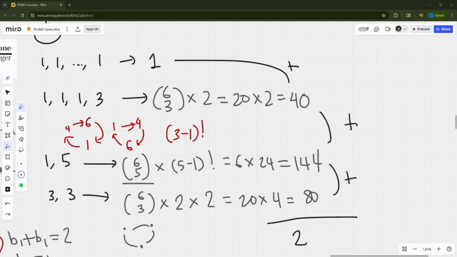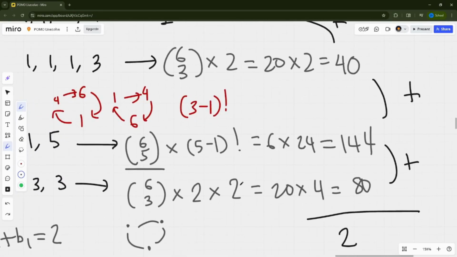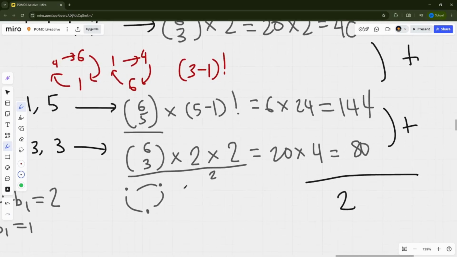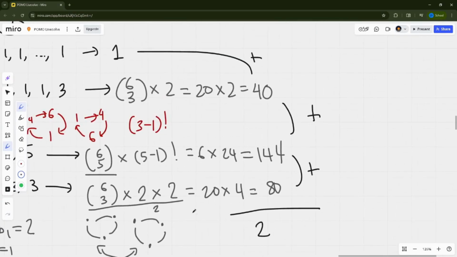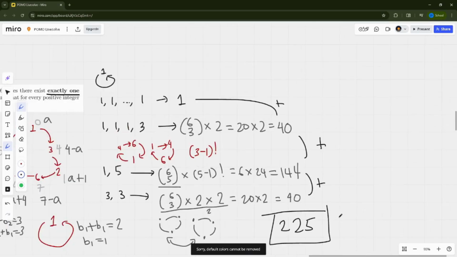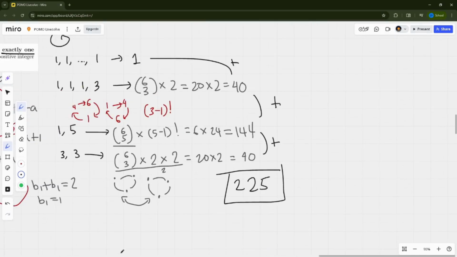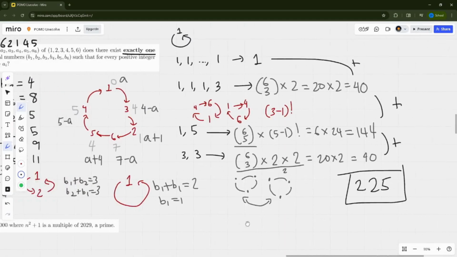So continuing this, I realized what's wrong. This should be divided by 2, because you can interchange these 2 cycles. So we get here 20 times 2 is 40, and we should get 225 as the answer. So that's how you get problem 6 as 225.